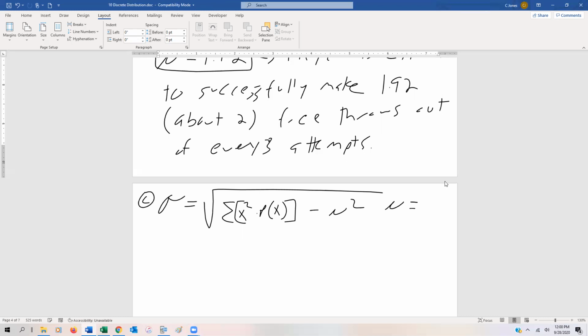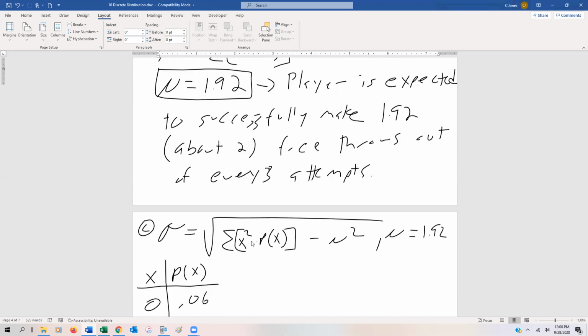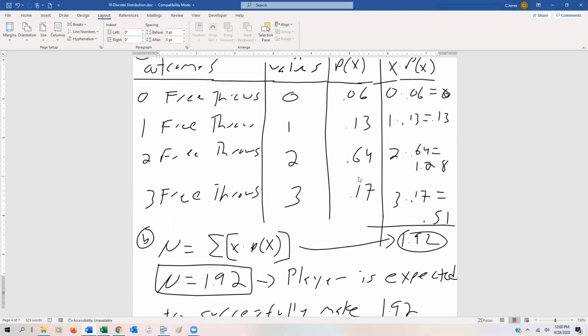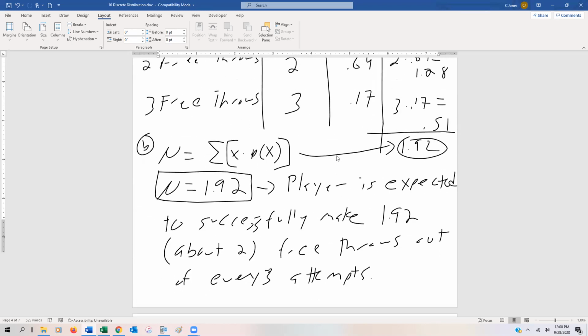And remember, mu is 1.92 from the previous problem. All right. So what we need to do is find that x squared p of x. And you might remember that x was 0, 1, 2, and 3 from the previous problem. And we had probabilities of 0.06, 0.13, I think it was 0.64, and then 0.17. Okay, 0.06, 0.13, 0.64, and then 0.17.